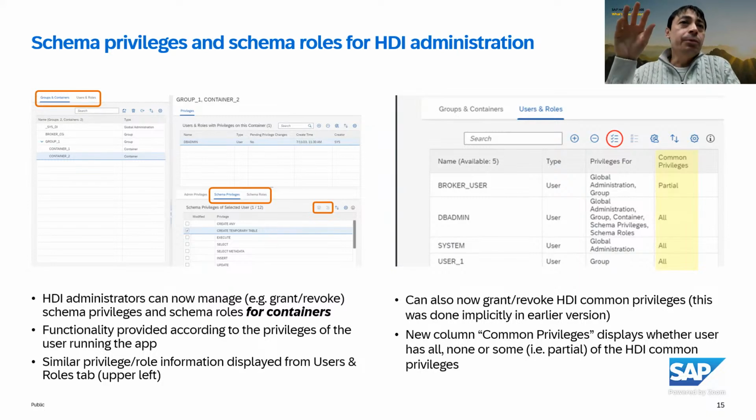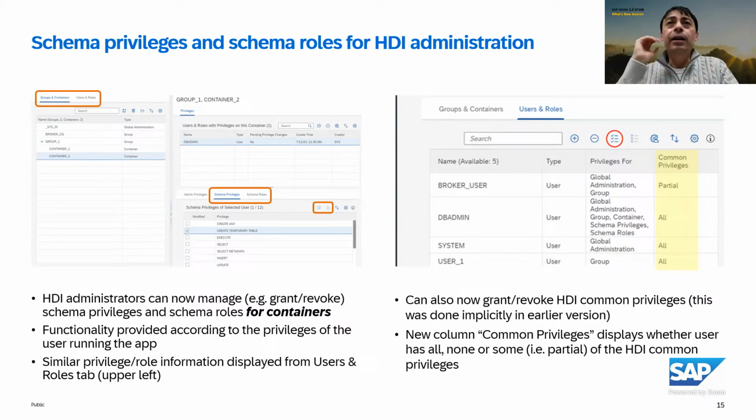The functionality is provided according to the privileges of the user that's running the application. So as an HCI administrator, you need to have certain privileges. So make sure you have those. Otherwise, you won't be able to do this functionality. And similar privilege and role information is displayed also from the users and roles tab, which is what you see on the upper left. There's a couple of tabs there. You're going to see the same information no matter which tab you are on.